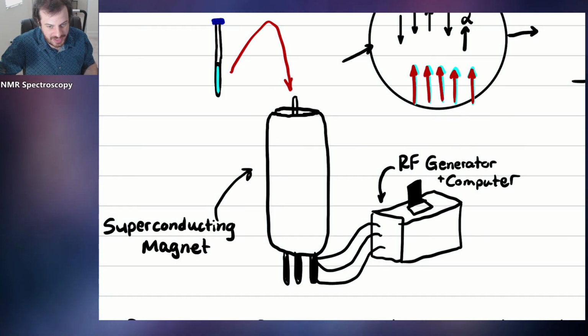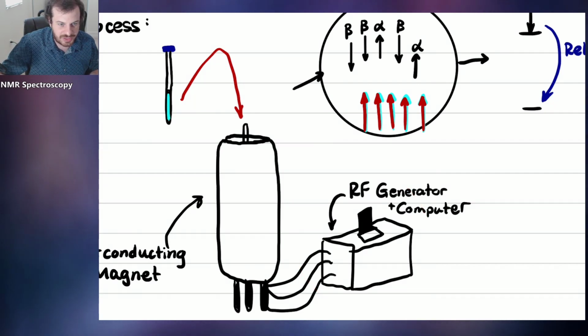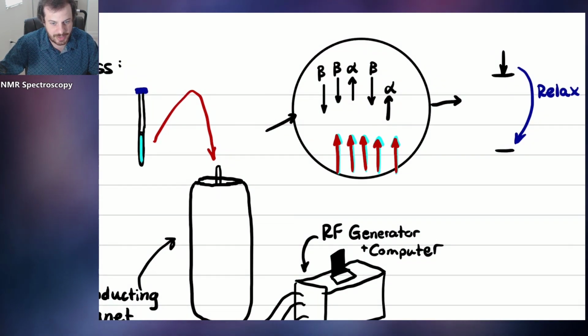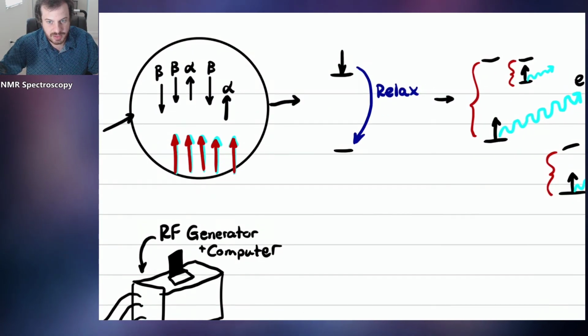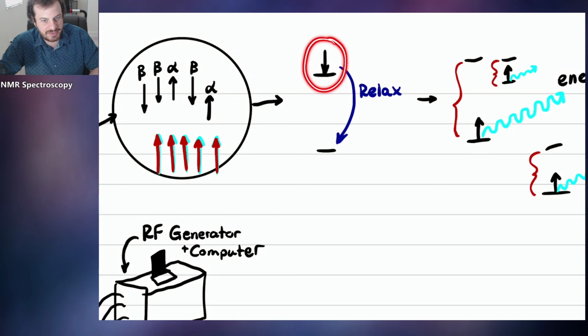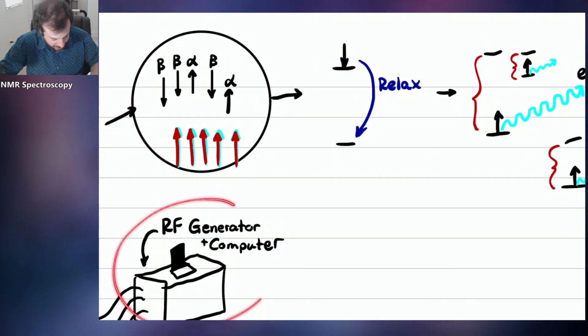You put the sample inside, and then there is a computer attached that generates a whole bunch of different frequencies of radio waves and exposes the sample to both the magnet and the radio waves. Now what happens is the protons inside of the sample become oriented to the magnetic field, in either the alpha or the beta state. The protons that get excited to the beta state can relax back down to the alpha state. And when they do that, they release energy in the form of radio waves. These radio waves are picked up by the computer in the detector here.